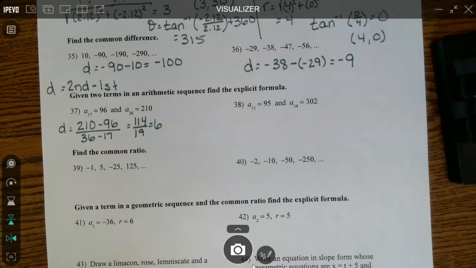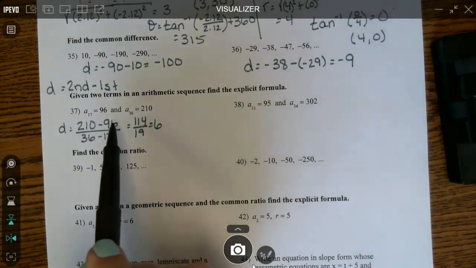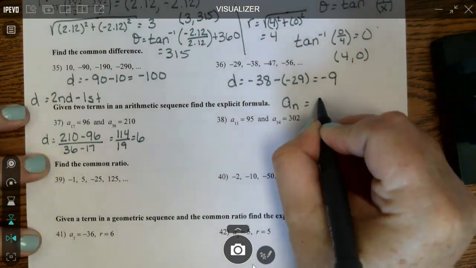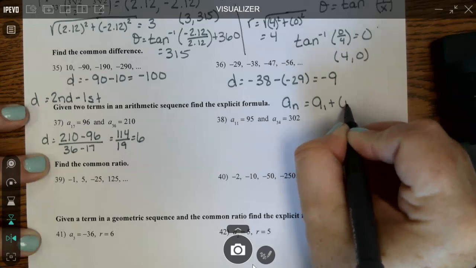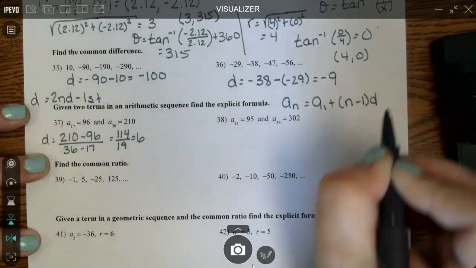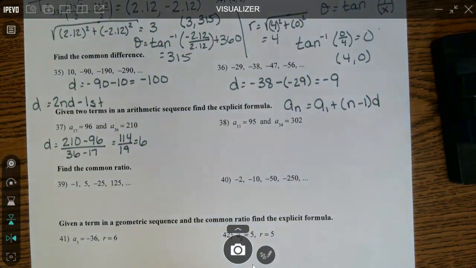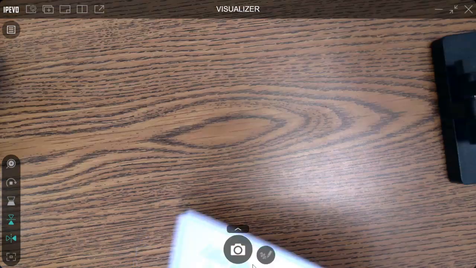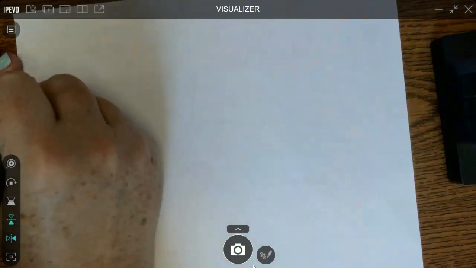I'm going to put this on the back. Okay. So now we can choose which one of these we want. And by the way, the formula is a_n equals a_1 plus n minus 1 times d. Okay. So I'm going to use this one, the a_17 and 96. What number was that? 37. So number 37.